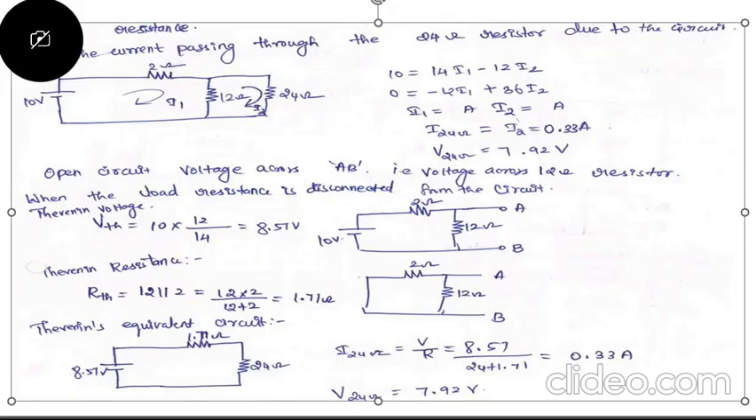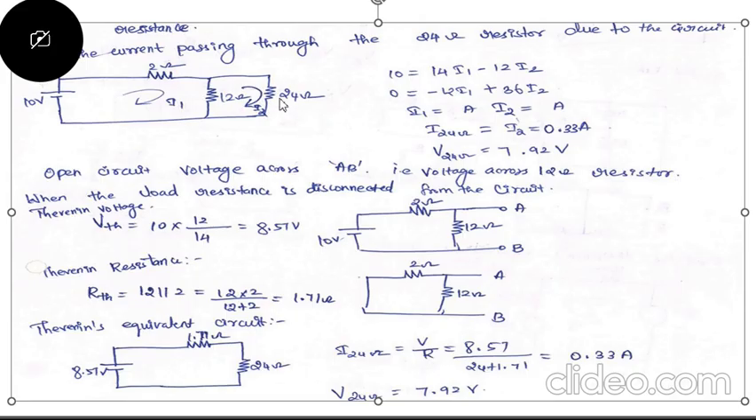So, as the last video's continuation, we'll discuss the numerical problems related to Thevenin's theorem. Look at the question: find the current passing through the 24 ohm resistor in the circuit. Here you need to find the current flowing through this 24 ohm resistor. First, we have to consider this 24 ohm resistor as a load resistor.